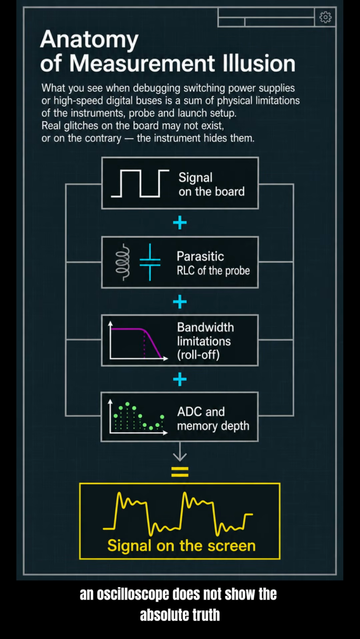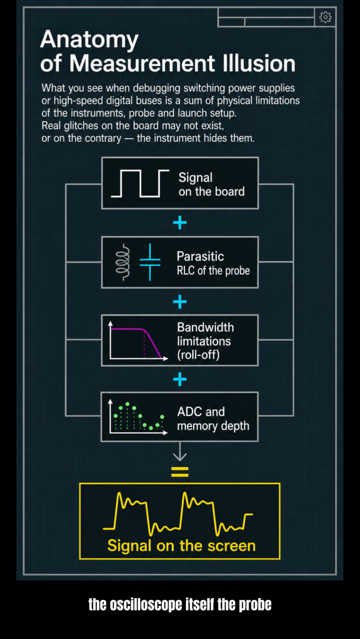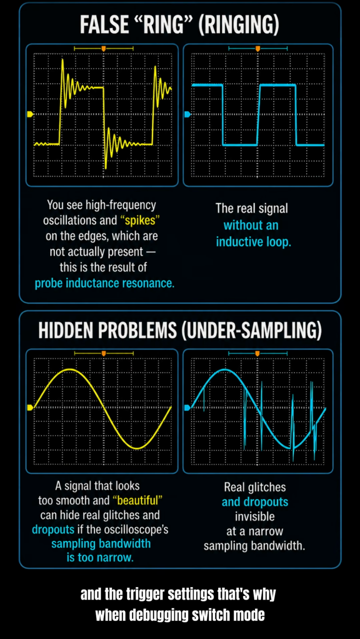An oscilloscope does not show the absolute truth, it shows the response of the entire measurement system: the oscilloscope itself, the probe, the bandwidth, the sampling rate, and the trigger settings. That's why when debugging switch mode power supplies or high-speed digital signals, you may see ringing or voltage spikes that don't actually exist on the PCB. The opposite can also happen. Real transients are present, but the oscilloscope simply fails to capture them.